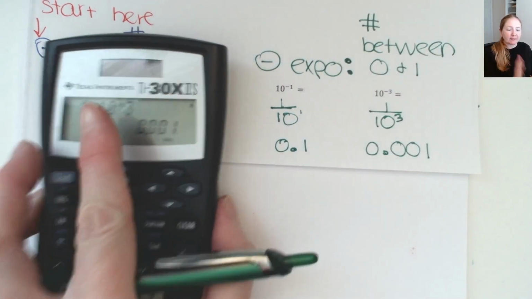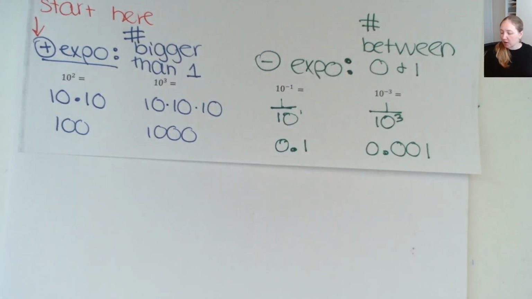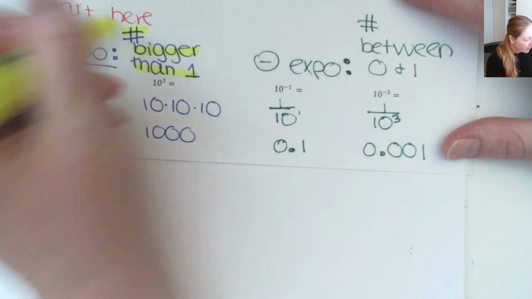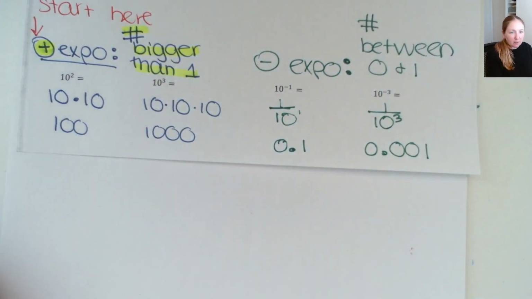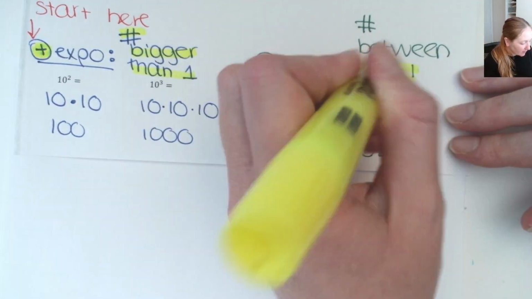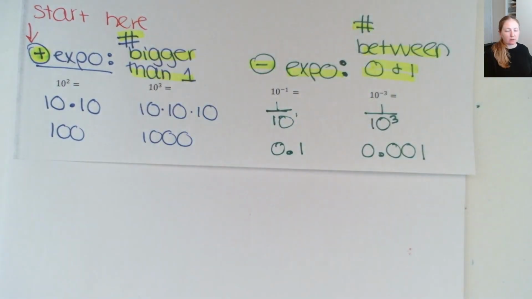And this is actually going to be the foundation of our scientific and standard notation formats for a number. Anytime you have a positive exponent, it's a number that is bigger than 1. It's going to be a big number. And if you have a negative exponent, it's going to be a small number between 0 and 1. It's going to result in kind of a decimal format.